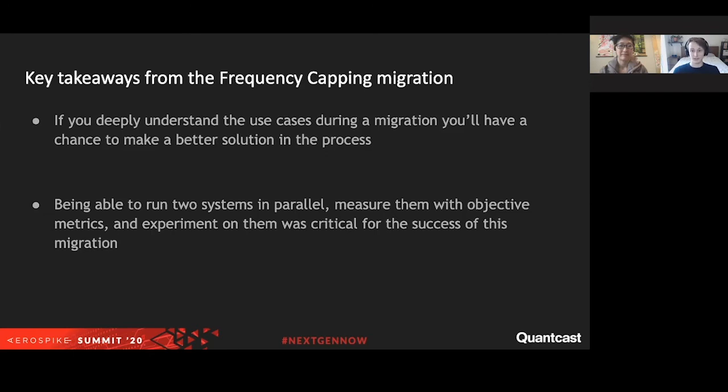From this migration, there are really two key takeaways. One is that you have to deeply understand the use case that you're going to be migrating. If you don't deeply understand it, you might end up re-implementing something that wasn't working well. For example, we might have re-implemented this whole general key value store that Keebler had when we really didn't need it. The other key takeaway is that you really need to be able to run your new system in parallel with your old one and evaluate it objectively. Having a metric that tells you that is critical, and also being able to experiment on the systems as you go and have affirmation about how well they're working.